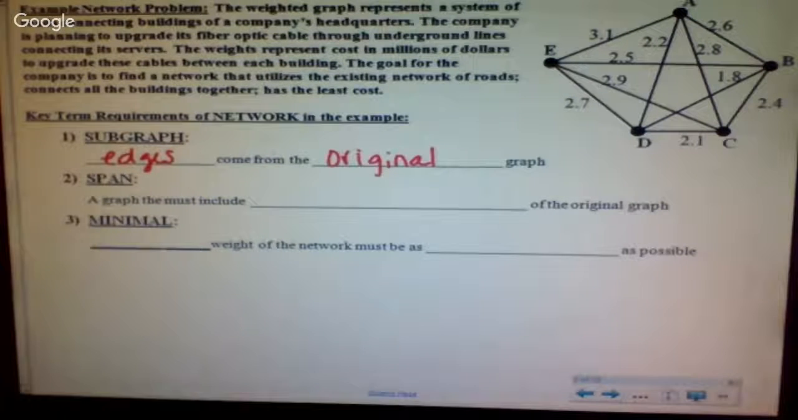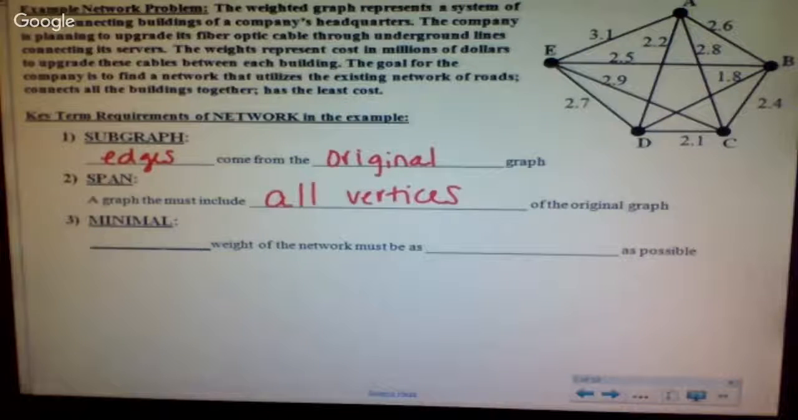We also are going to create something called spans. We will talk a little bit later about spanning trees. When we do a span, the graph must include all vertices. So all of your nodes or all of your terminals have to be used. If we were creating a span of this graph that you're looking at right now, you must have all 5 vertices. You cannot skimp out.